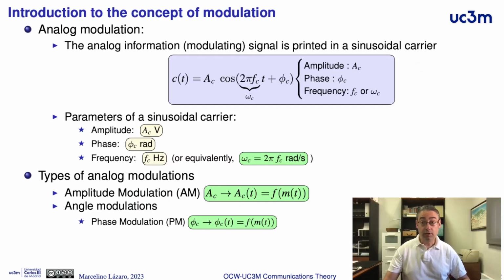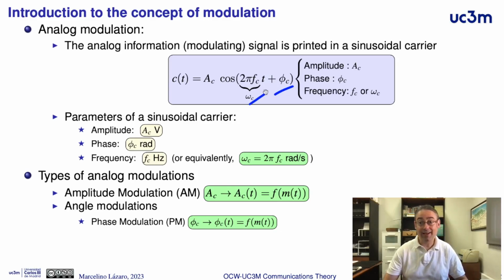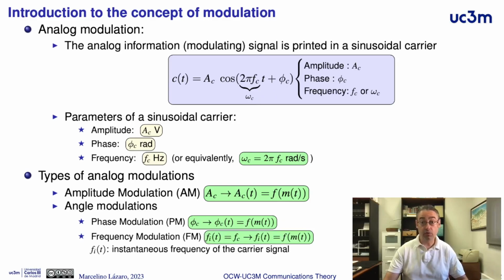Then we have two different variants of angle modulation, and the name is because in this case the phase and the frequency are in the argument of the carrier, are in the angle of this sinusoid. And we have phase modulation when the phase of the carrier is modified according to the modulating signal, according to the information that we want to transmit. And we have frequency modulation when the instantaneous frequency of this carrier is modified according to the modulating signal, according to the information that we want to transmit.